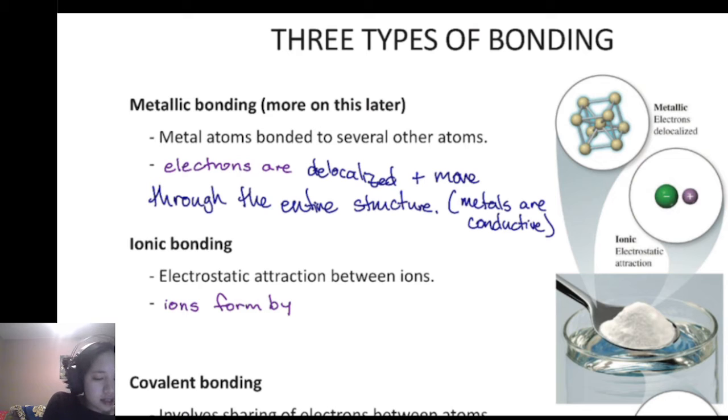Here is a picture of some generic crystal structure of a metal that exhibits metallic bonding. If you see this central atom, this can be any metal, it could be titanium or something. This central atom has a metallic bond between 1, 2, 3, 4, 5, 6, 7, 8 different atoms. That central atom has 8 metallic bonds. And this is what we mean by metal atoms are bonded to several other atoms.